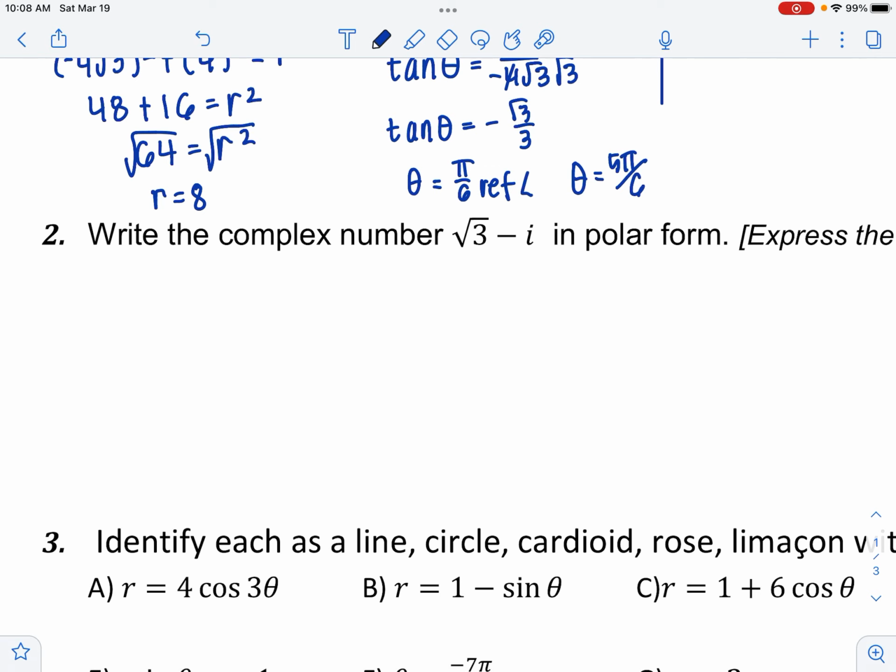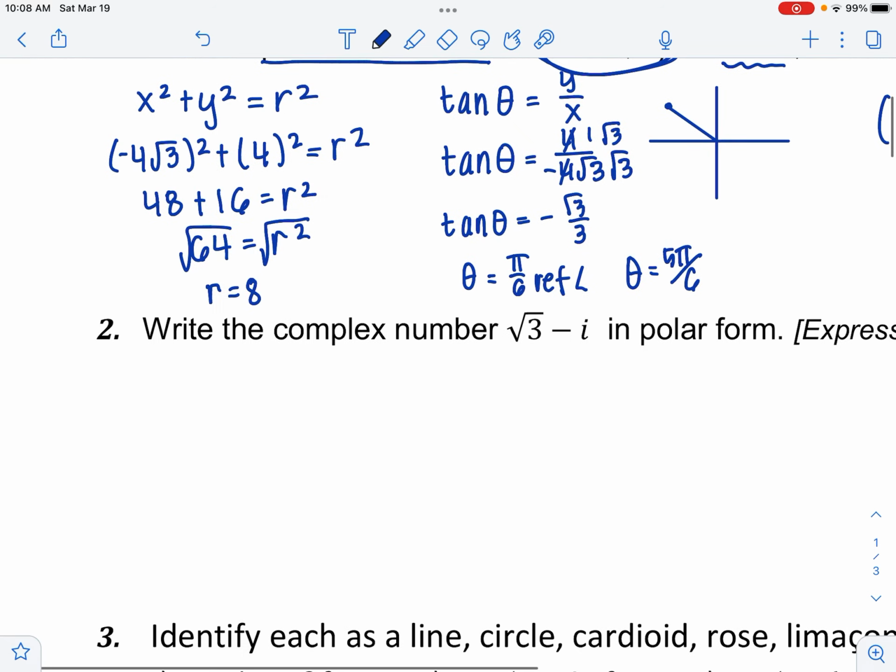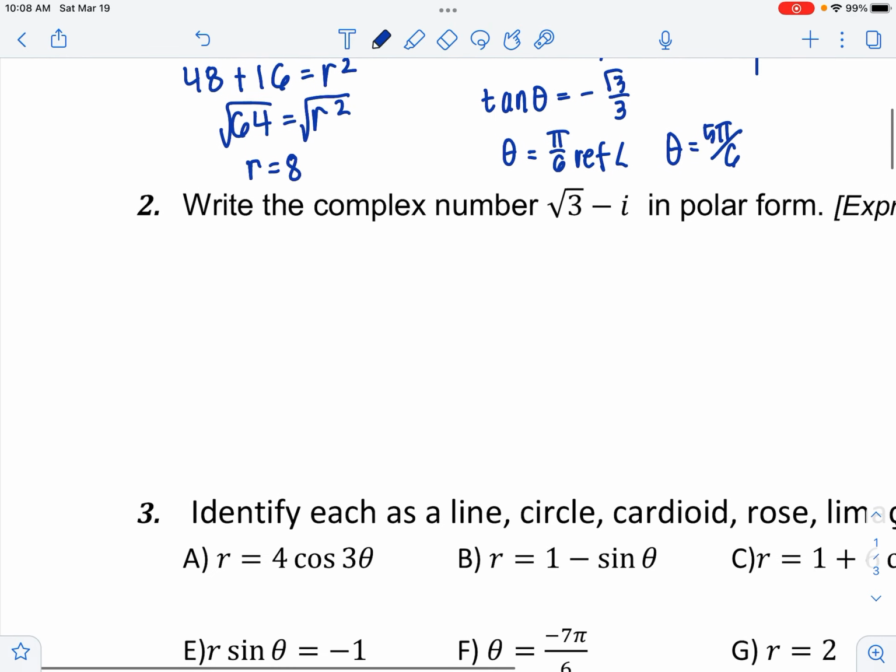All right, next part, write the complex number in polar form. So this is a rectangular number, and we're converting it to polar form. So we could use these exact same equations because we have an x and a y value and we need r, and we have an x and a y value and we need theta. So could we use the exact formulas above? Yes, but there's another way to do it too. So I'm going to show you both.